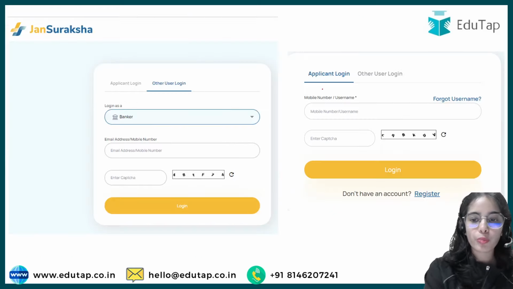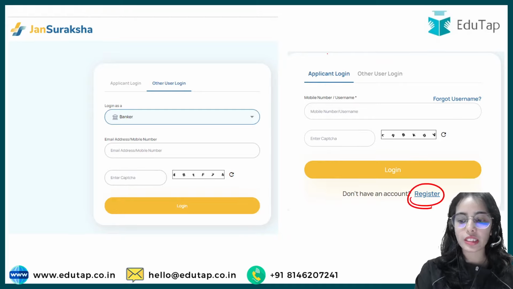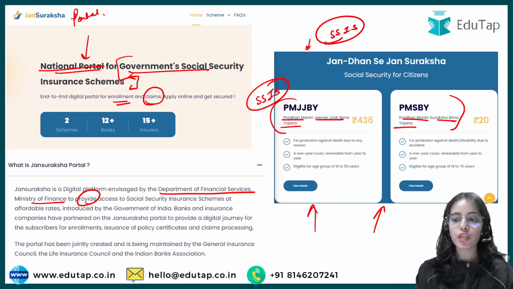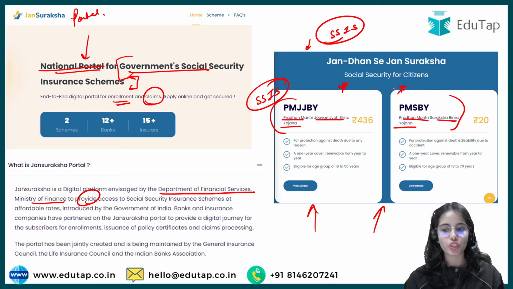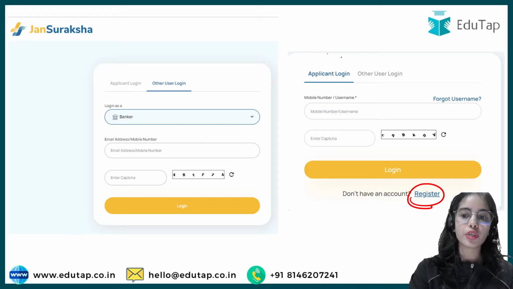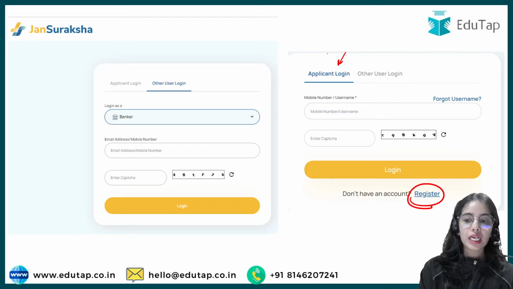Through the portal, if you are a person who wants to access any of these two schemes, the Pradhan Mantri Jeevan Jyoti Bima Yojana or the Pradhan Mantri Suraksha Bima Yojana, or both, you can register yourself. Or if you are already registered, you can log in and see your information in any of the schemes. So you can register or you can log in.